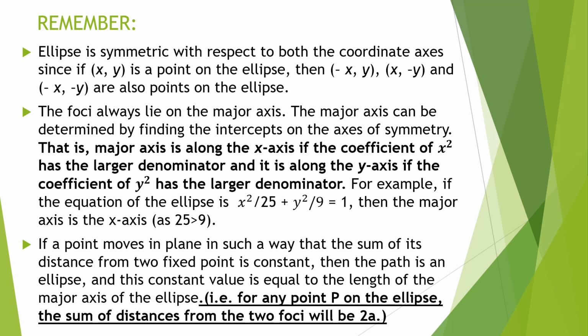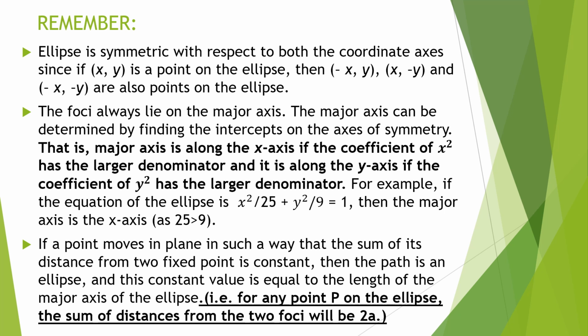If a point moves in a plane in such a way that the sum of its distances from two fixed points is constant, then the path is an ellipse, we know this, and this constant value is equal to the length of the major axis of the ellipse. That means for any point P on the ellipse, the sum of the distances from the two foci will be 2a.